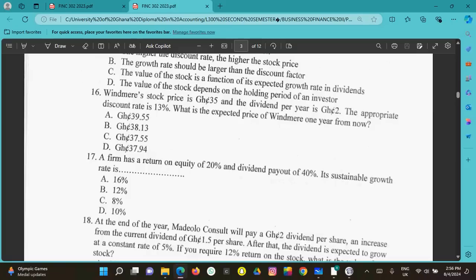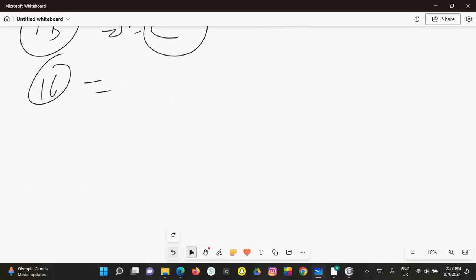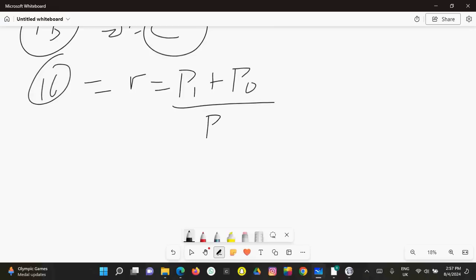So if we are going to find this, then we don't know the price in year 1. So now what we are going to do is, remember the R that we used? Remember we recently used something like this. R was equal to P1 minus P naught, all over P naught, plus D. So we are going to use the same thing, but here R is given. We have R to be 13%, so 0.13. And then we don't know the price in the next year, so let's represent it as P1.